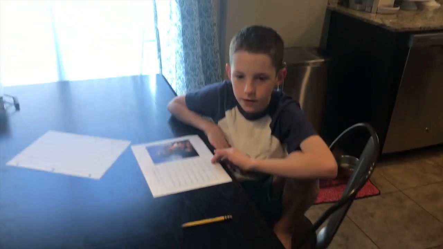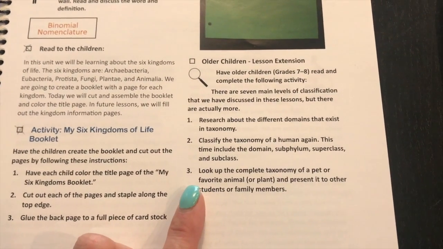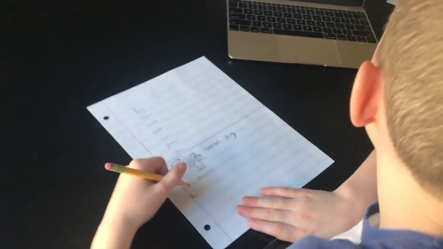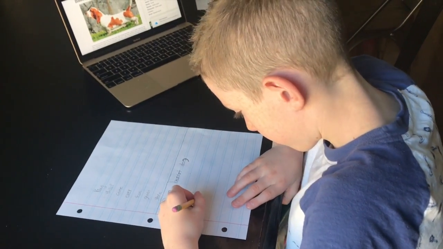Good, guys. Lesson extension for grades 7 and 8. I actually will have him and her do them. I've chosen this one. I'm going to have them look up the complete taxonomy of a pet or their favorite animal and then explain it to us. So that's what's next for you guys, okay? Just real quick, he chose to do our pet, which is a basset hound, and he was researching the complete taxonomy of the basset hound. Pretty cool, huh, bud? All right, guys, that is a complete science lesson.